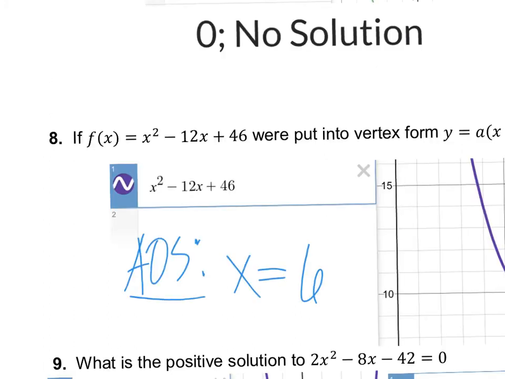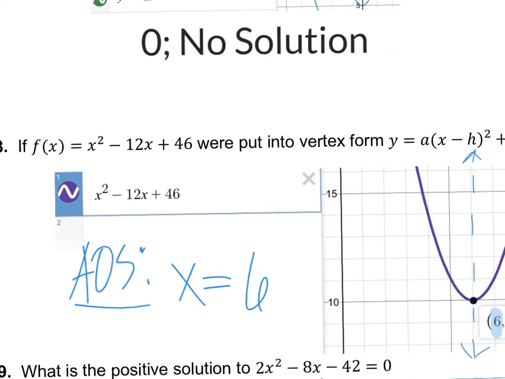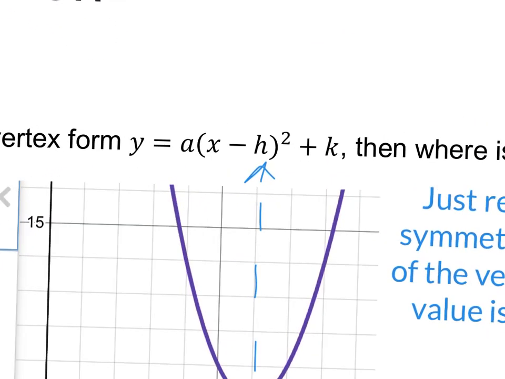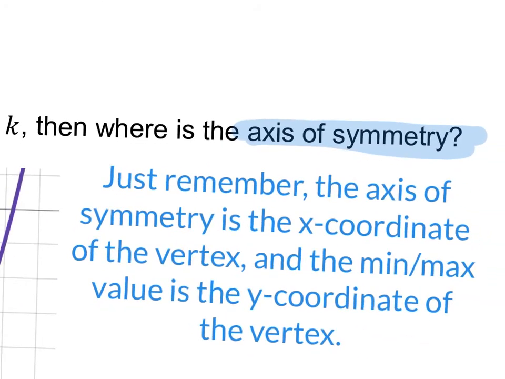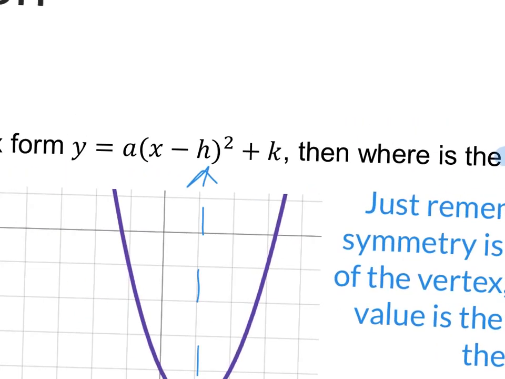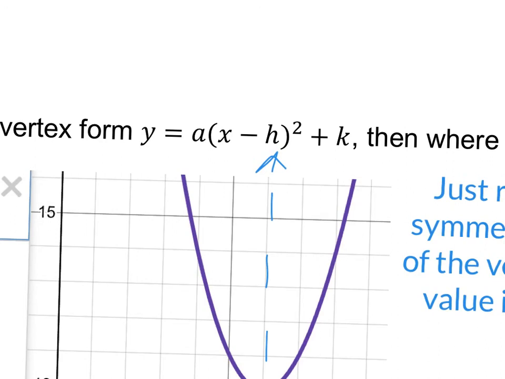So number 8 looks like it'll be a tricky question, but it's actually very simple. It says, if f of x equals x squared minus 12x plus 46 were put into vertex form, y equals a times x minus h squared plus k, then where's the axis of symmetry? So if you were to actually convert this into vertex form, you'd have to complete the square and do all that work. And then the number on the inside tells you your axis of symmetry. So if it said x minus 2, you would say x equals 2 for your axis of symmetry.